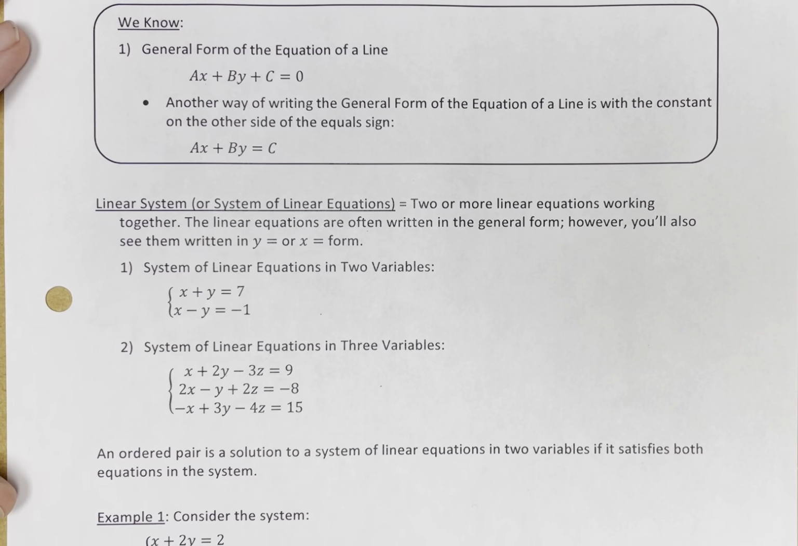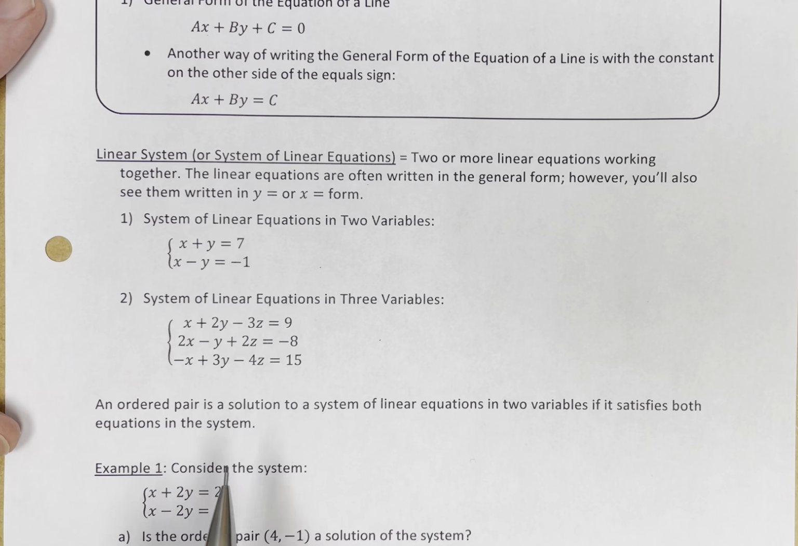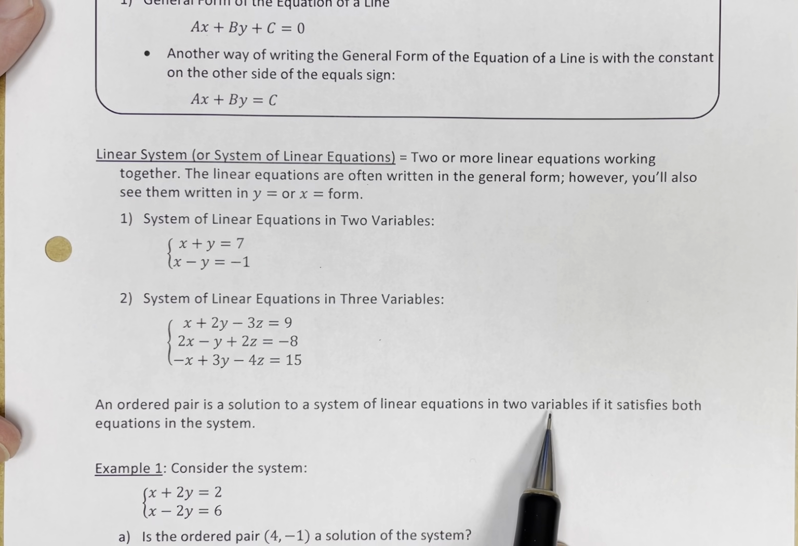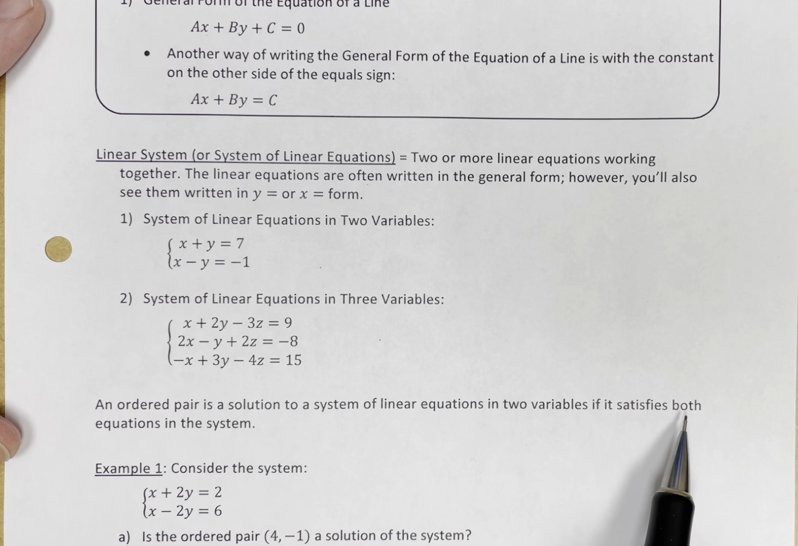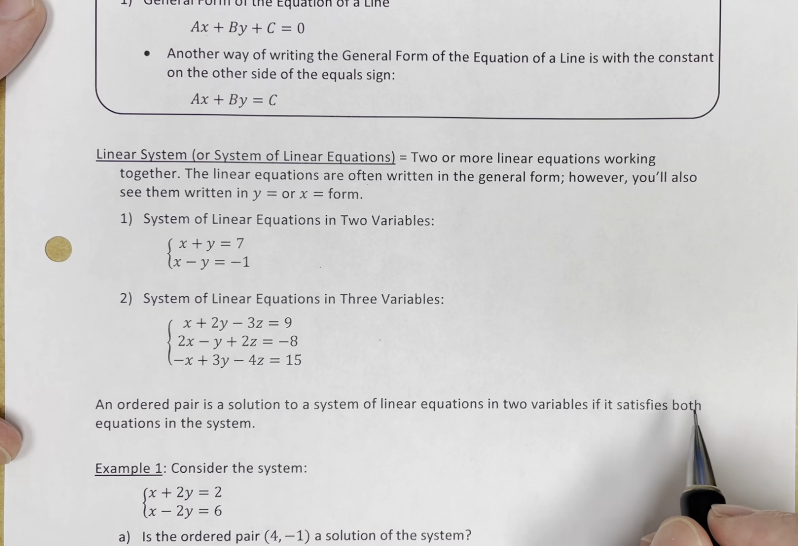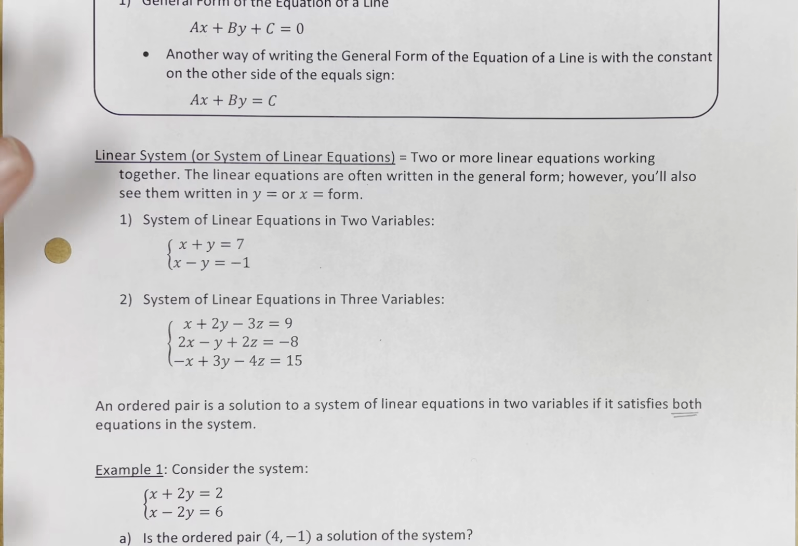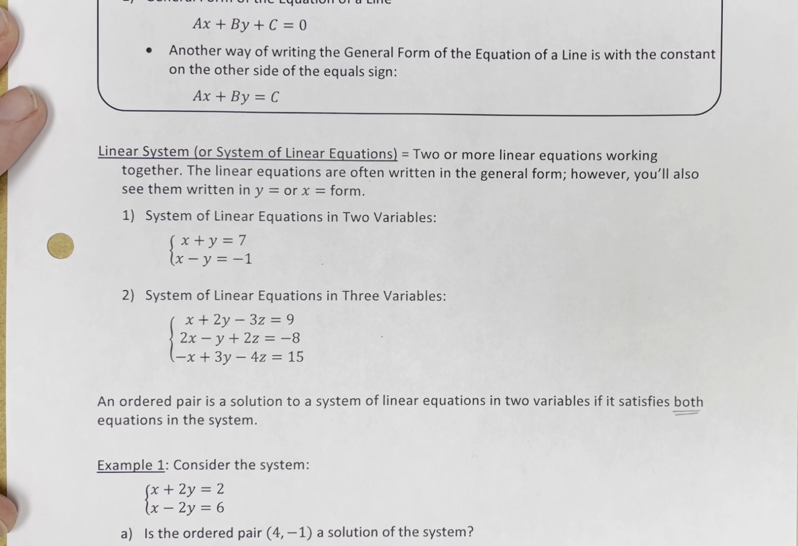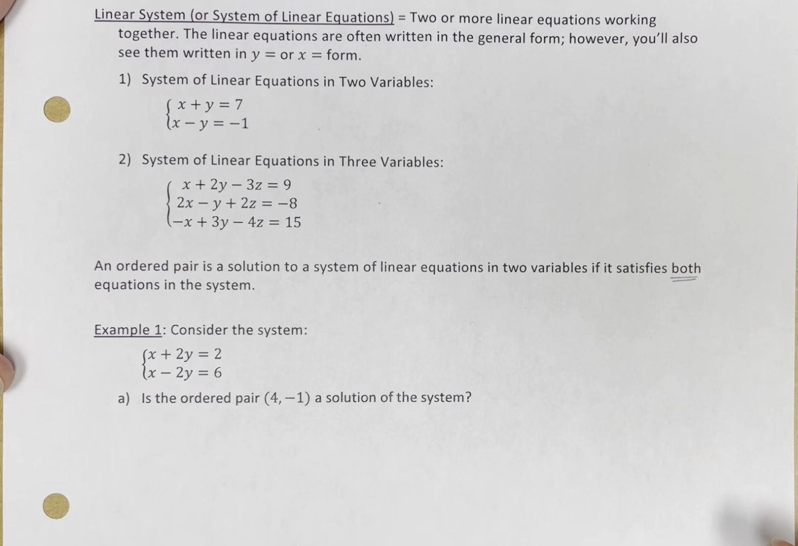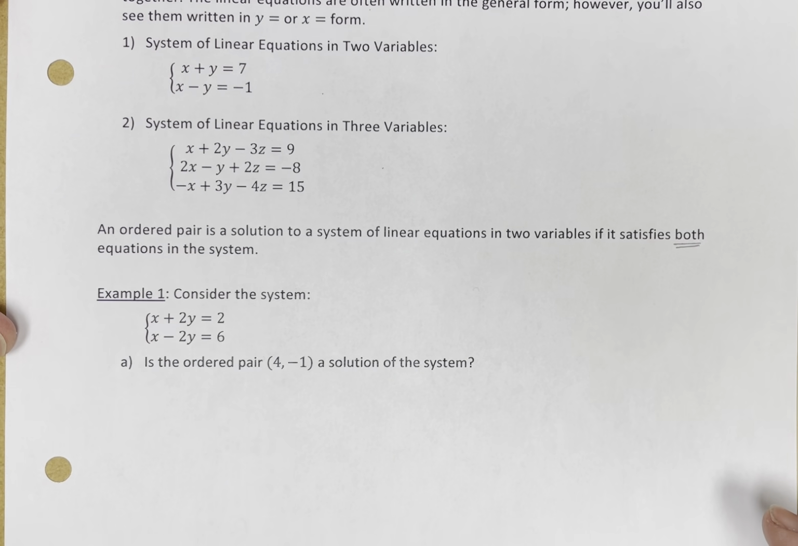Okay, so an ordered pair is a solution to a system of linear equations in two variables if it satisfies both equations, and I want to underline the word both. It has to satisfy both equations in the system. Let's take a look at a couple of examples and see what that means.